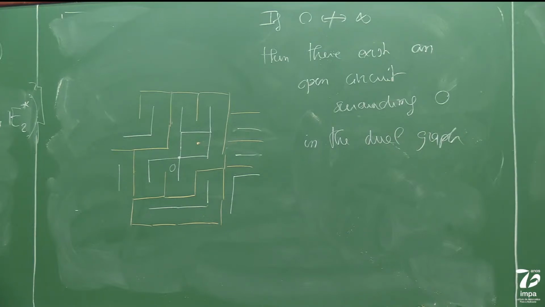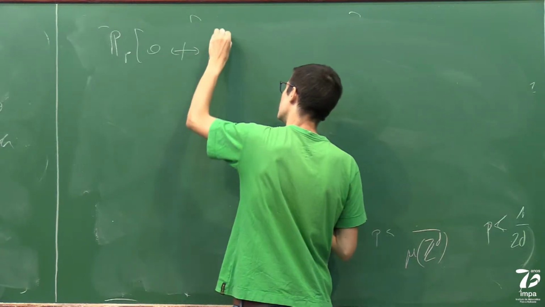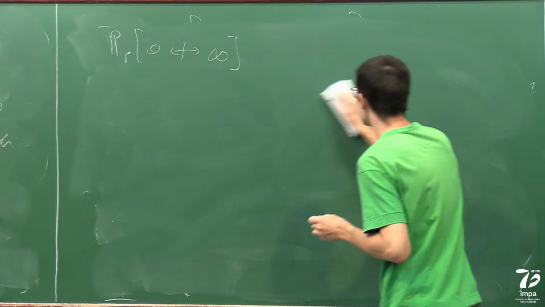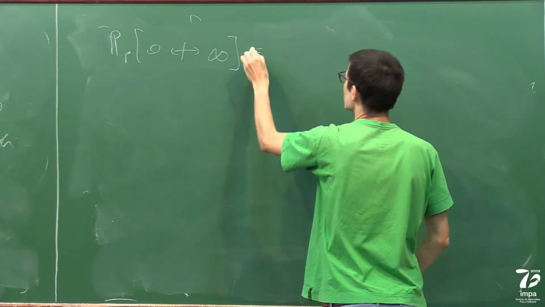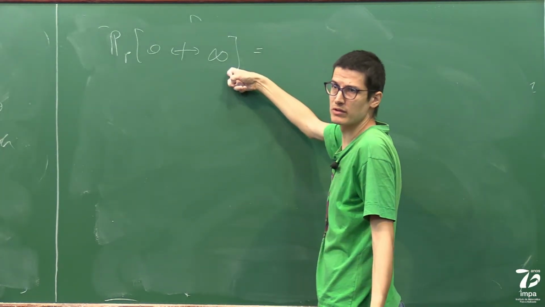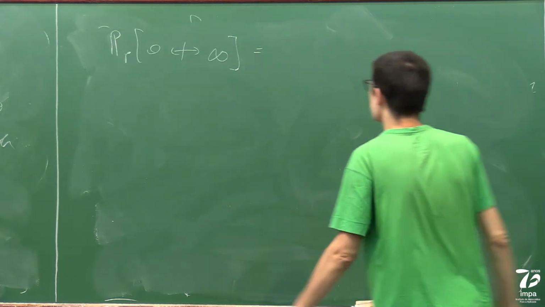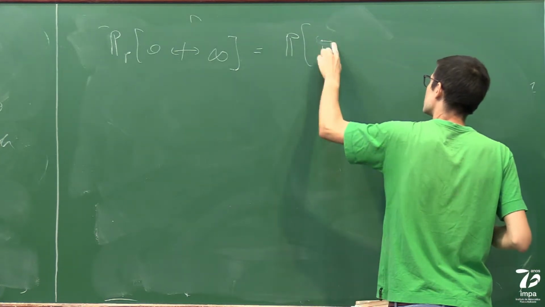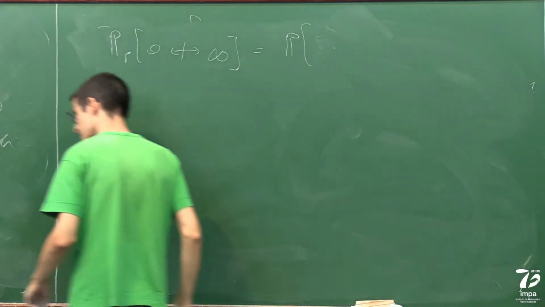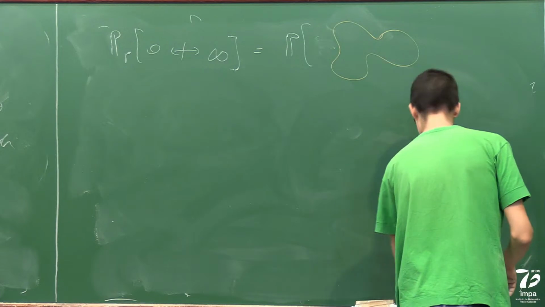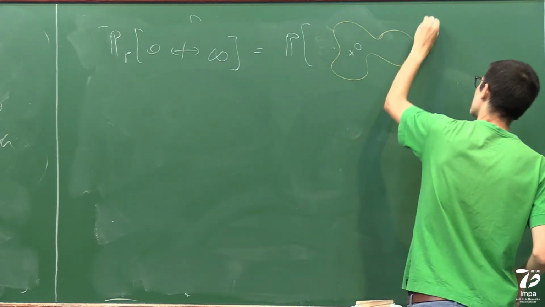So we are looking at P of 0 not connected to infinity. We want to have an upper bound on this which is smaller than 1 to conclude. It's equal to the probability of this.